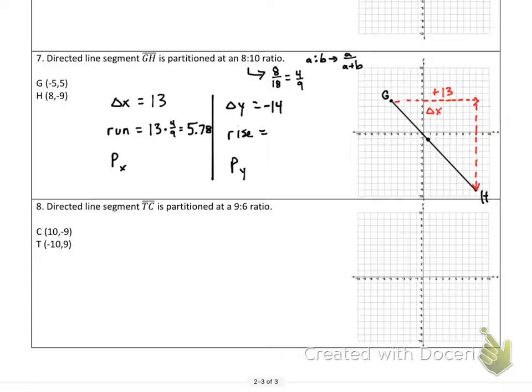Okay, let's get the rise. Same sort of thing. So tell me the calculation on that one. Okay, so it's negative 14. Make sure you know it's a negative 14 times our fraction, 4/9. And you can go ahead and tell me the number. Negative 6 point, and that's 2 repeating, so just to be really thorough, we'll do negative 6.22.